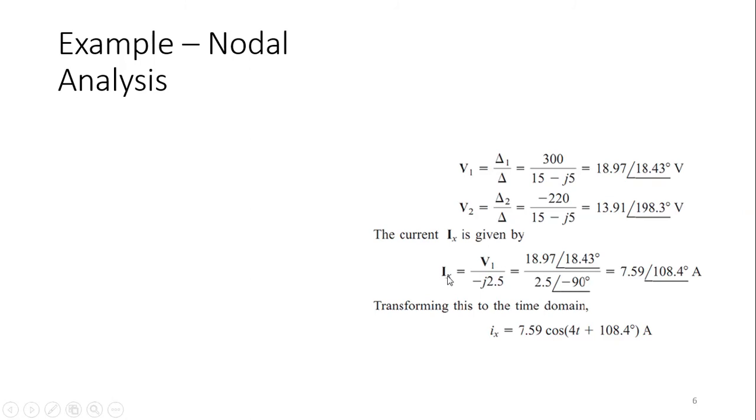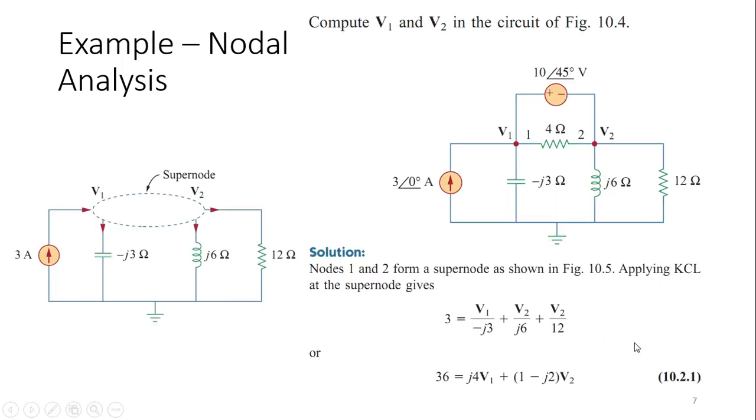And when we convert it back into the time domain, the amplitude would be 7.59 cosine of 4t, 4 because we have already seen at the start that omega is 4, plus theta, and theta would be 108.4. This is what we can write in the time domain. So in this way, as a last step, we have converted from the phasor domain to the time domain.